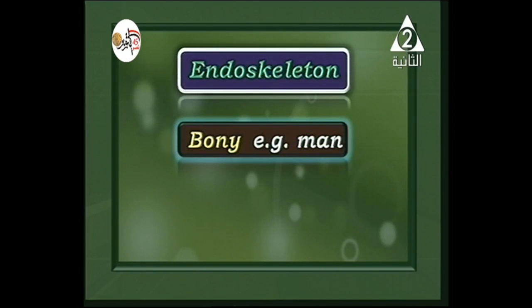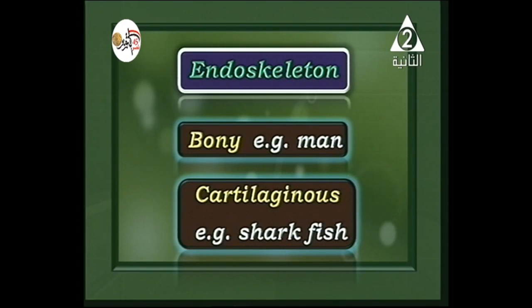For example, in endoskeleton, most vertebrates, like man, in most cases, are bony. Bony means they are made up of bones, okay? They were created from bones. Or it may be cartilaginous. Cartilaginous, we're going to study cartilage at the end of this chapter. It is a type of connective tissue. Like what? Like sharkfish.